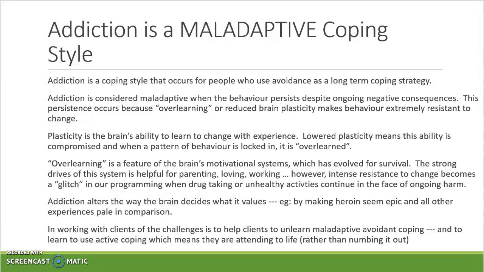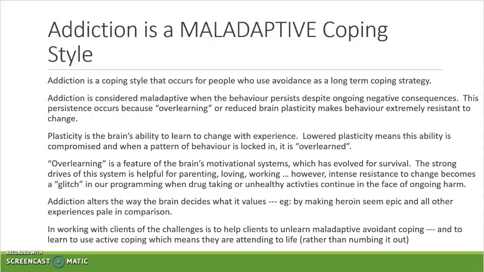Now, let's look at this idea of addiction being a maladaptive coping style. You'll see this come up in your textbook and across your readings. What does it mean? Addiction is a coping style that occurs for people who predominantly rely on avoidance as a long-term coping strategy. Avoidance is really interesting because most of us in the short term tend to avoid difficult feelings, particularly distressing and painful feelings, and we tend to avoid some situations in our life. Avoidance short term has a place. We do tend to engage in some levels of avoidance.